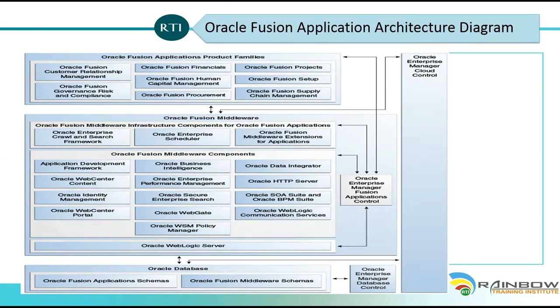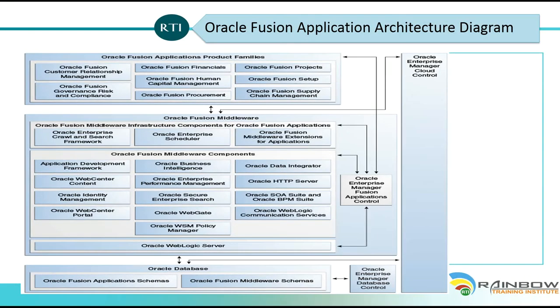In the first, the Oracle middleware infrastructure components for Fusion applications, as I said, there are three things: Oracle Enterprise Crawl and Search Framework, Oracle Enterprise Scheduler, and Oracle Fusion middleware extensions for Fusion applications. Let's talk briefly about these three. So Oracle Fusion middleware extensions for Fusion applications, what does it mean? We have Fusion applications here, the Fusion middleware components here, and the database here. When we work with the Fusion applications, we need some extensions on them.